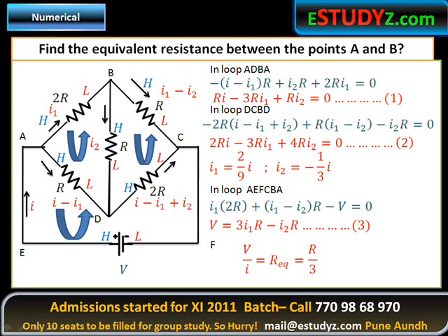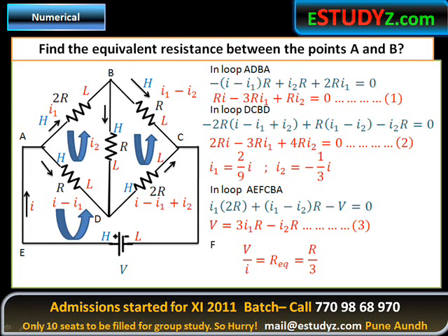So if we take the loop ADBA, first let us go through the branch AD. We're going from high to low, so it has to be negative. The current flowing through is I minus I1, so minus (I minus I1) multiplied by R. Then in the branch DB, we're going from low to high, so that would be positive I2 multiplied by R. Then in the branch B to A, again we are going against the flow, low to high, so that would be positive twice R I1 equals 0. So we have a reduced equation which is RI minus thrice R I1 plus R I2 equal to 0. This is our first equation.